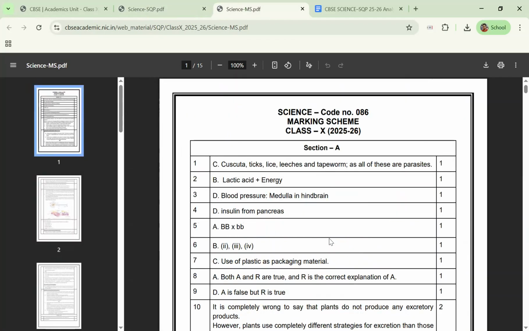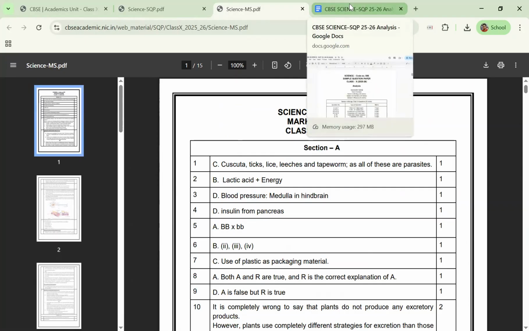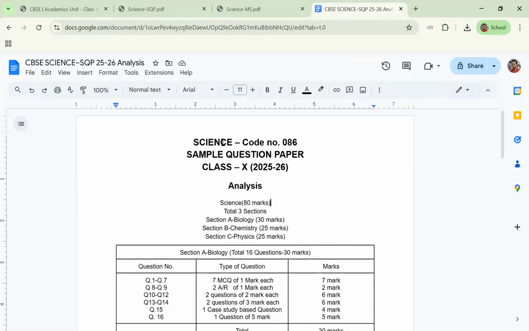So now let's get into the detailed analysis of the paper, which I have tried out here for all of your reference. You can see this is science. The subject code for science for CBSE is 086. This sample question paper was released today by the CBSE board. This is the sample paper of 2025-26.